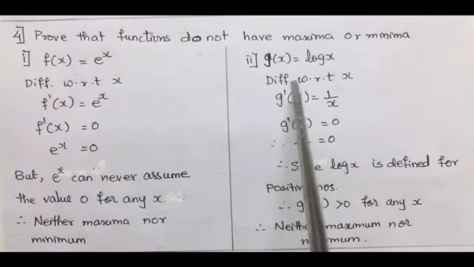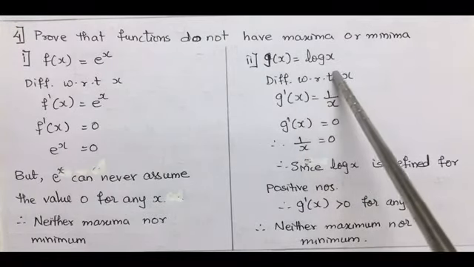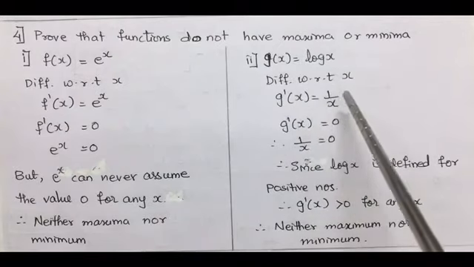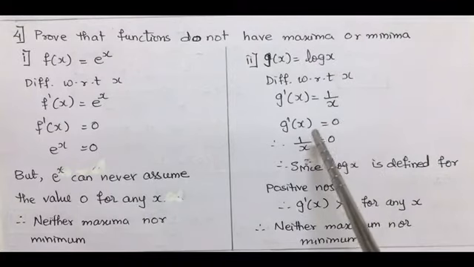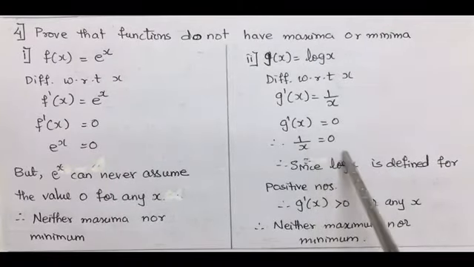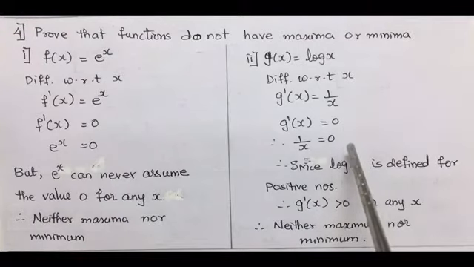Now here in the second one, we have g(x) is equal to log x. Differentiating it, the differentiation of log x is 1 by x. Equating it to 0, we get 1 upon x equal to 0. Now as log is defined only for positive numbers, therefore the first derivative will be greater than 0 for any value of x. Hence, it can be neither maximum nor minimum.